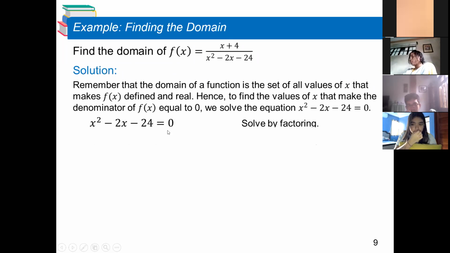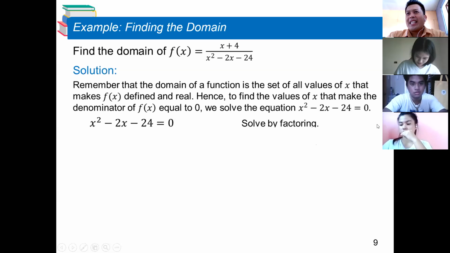Still remember what's factoring? Factoring is finding a binomial that will be multiplied to that said binomial so that it will equate to the trinomial. Diba? Yes, Alan. Do you have the factors already? X plus 4 and x minus 6.